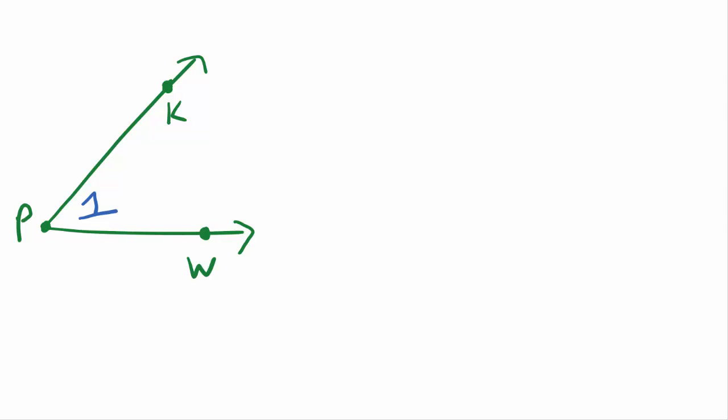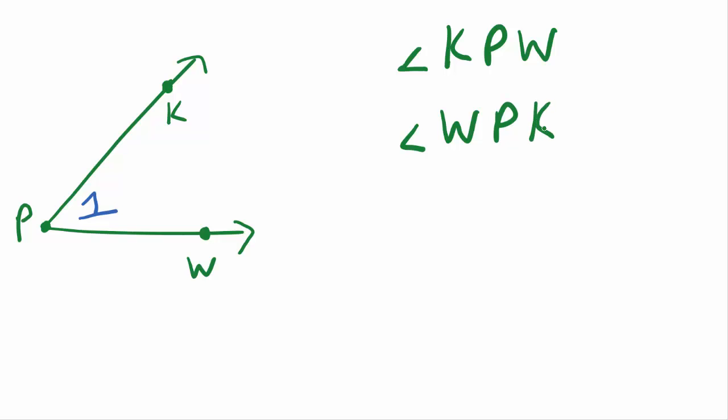Now, how do we name an angle? We're going to start by writing our notation for an angle, which is just a little angle sign, and then we can take our letters and write them out: K, P, W. Notice that the vertex has to be in the middle. Again, you can also write it the other way. It doesn't matter which order you write it in, W, P, K. But again, you must notice that the vertex is in the middle.